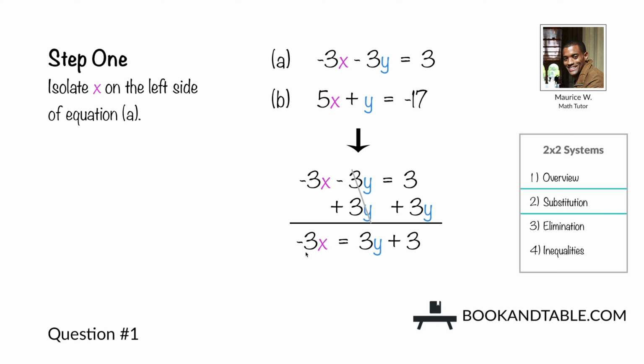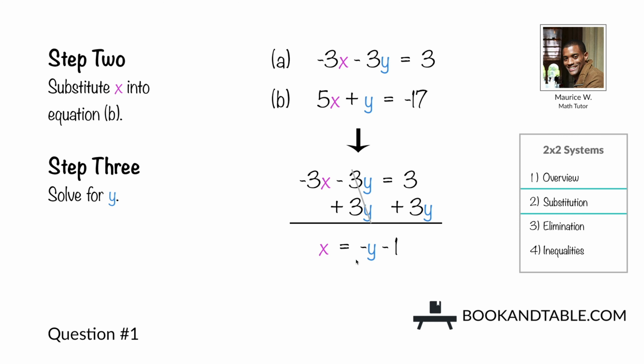And now to get rid of this coefficient of negative 3, we'll divide both sides by negative 3, giving us x is equal to 3y divided by negative 3 would give us negative y, since the 3's would cancel out. Positive 3 divided by negative 3 is negative 1. So we get x is equal to negative y minus 1. And now we can take this expression and substitute x into equation B here.